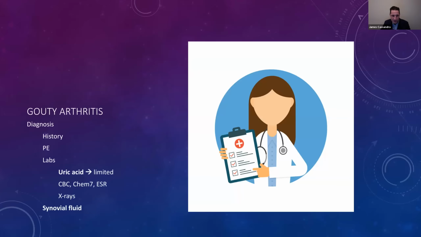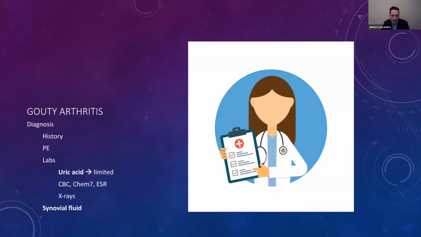So working these patients up, oftentimes history is very helpful, seeing if there's any family history or any prior history of gouty flare-ups, and physical examination. Labs can be helpful, but uric acid is a limited study. Many patients with elevated uric acid levels don't have gout, and even if it is elevated, it doesn't mean it is gout. So it's of limited use.